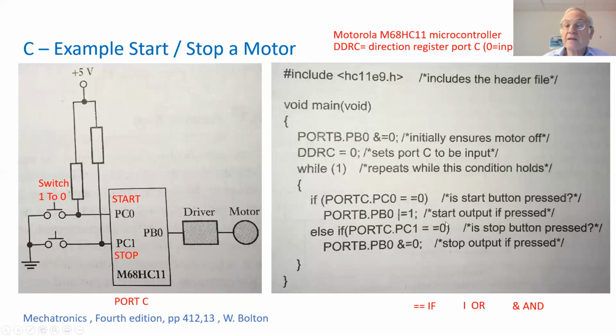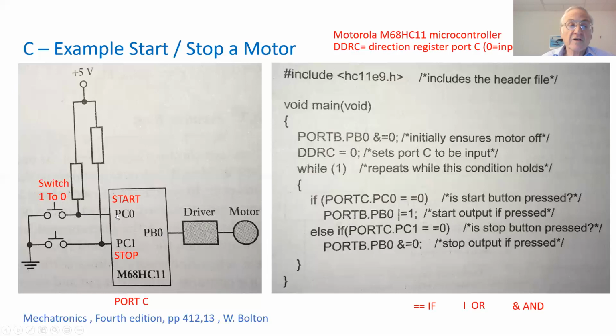And then if we take port B, which is this port over here, pin 0, and we OR it with 1, then we'll start the output if it is pressed. So this will only happen when this is going to be 1. When we do OR of PB0, which was 0 before, and a 1 here, then we're going to start the motor. That's what we want to do when we push down this switch.